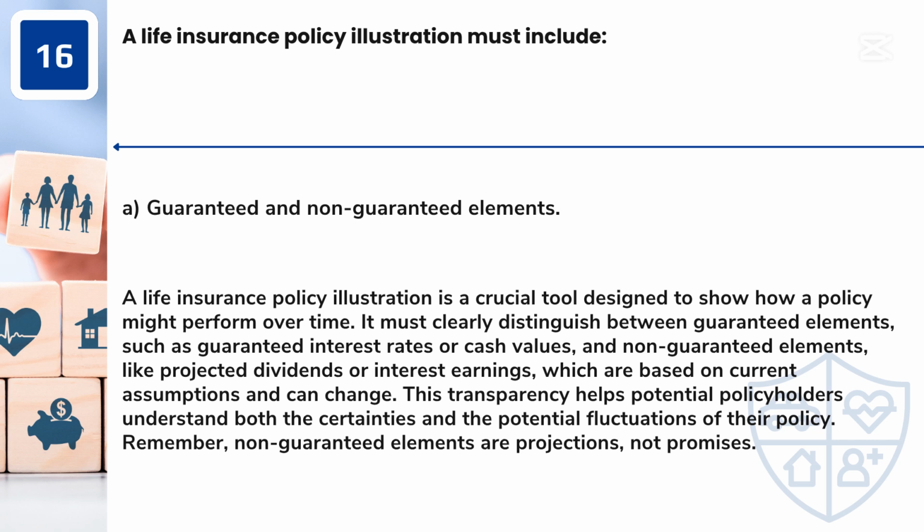A life insurance policy illustration is a crucial tool designed to show how a policy might perform over time. It must clearly distinguish between guaranteed elements, such as guaranteed interest rates or cash values, and non-guaranteed elements, like projected dividends or interest earnings, which are based on current assumptions and can change. This transparency helps potential policyholders understand both the certainties and the potential fluctuations of their policy. Remember, non-guaranteed elements are projections, not promises.